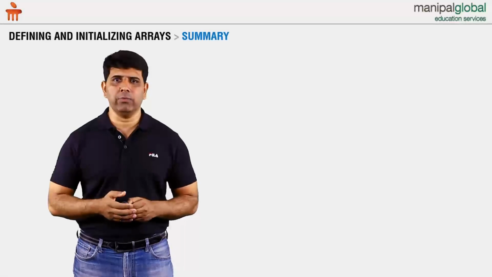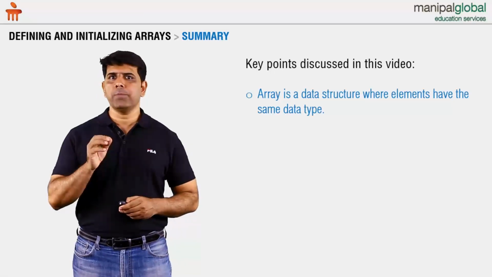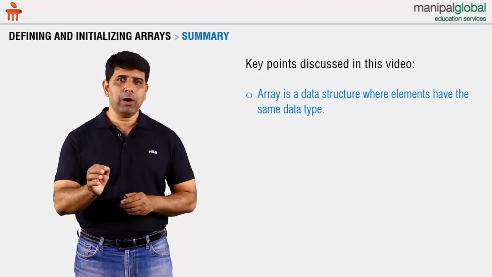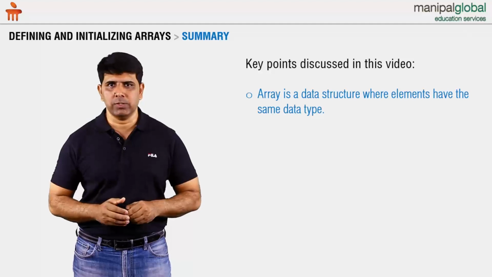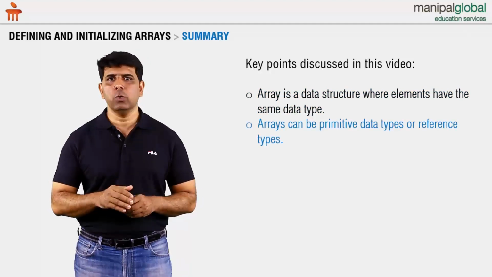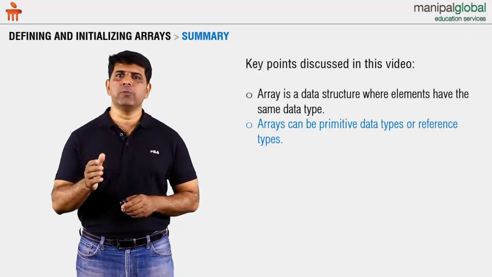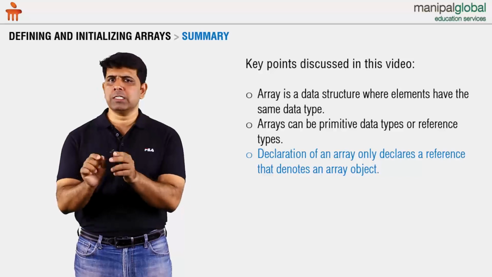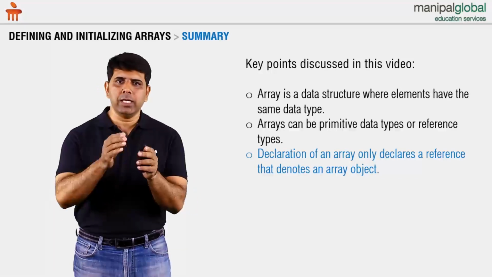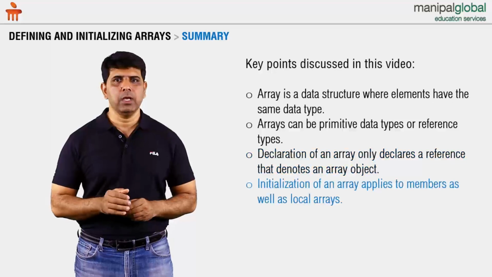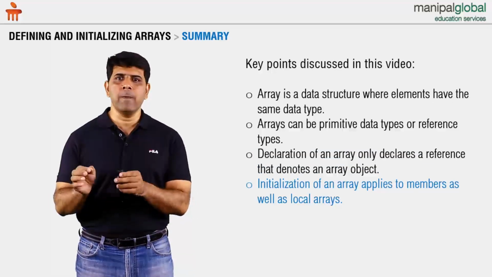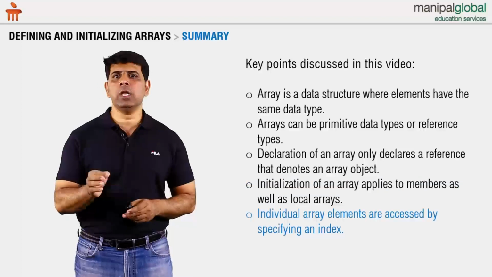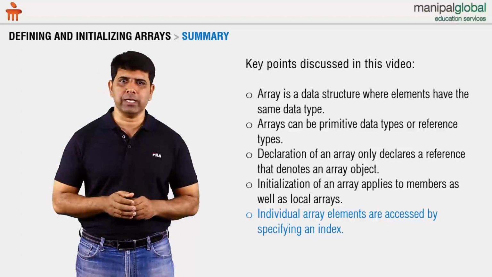Let's quickly summarize what we have learned in arrays. An array is a data structure where elements have the same data type, so they are often called a homogeneous collection. Array size is fixed once it is created. Arrays can be of primitive type or of reference types. Declaration of an array only declares a simple reference variable that in the future can point to an object. Initialization of an array applies to the members of that array as well as local arrays. And individual array elements are accessed by specifying the index values.